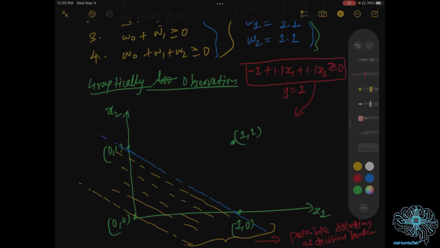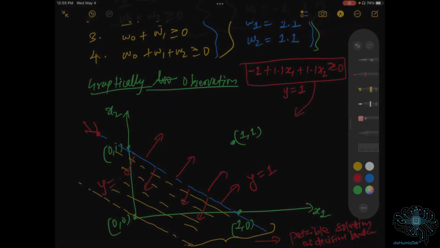Okay, so this is the portion where our y equals 1, the neuron will fire. Okay, for this boundary, this is the portion where our neuron won't fire.